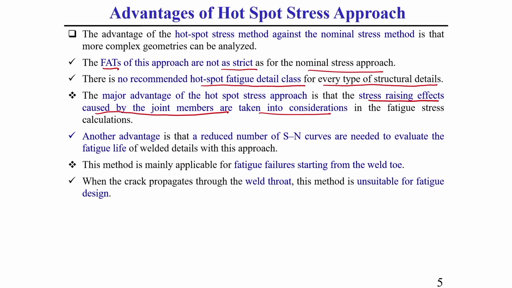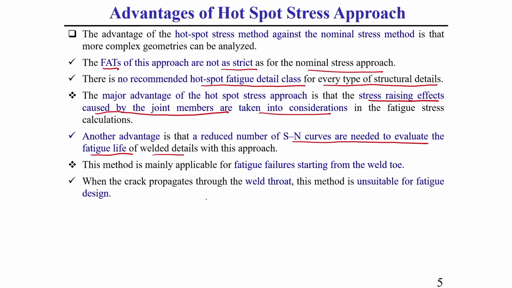Another advantage is that a reduced number of SN curves are needed to evaluate the fatigue life of welded details with this approach. Here also I told you, nowadays only 7 different SN curves are generally used for welded details with this approach.